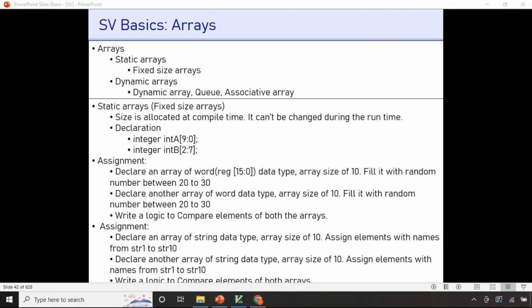If you are done, please move on to the next questions. The next questions are also straightforward, right? You write page 15 of this. I said declare an array of word data. What is word? That's on page 15 of this. Array of word data type. Word becomes the data type. Reg is not the data type.